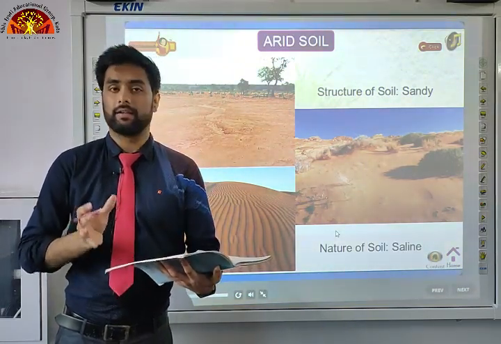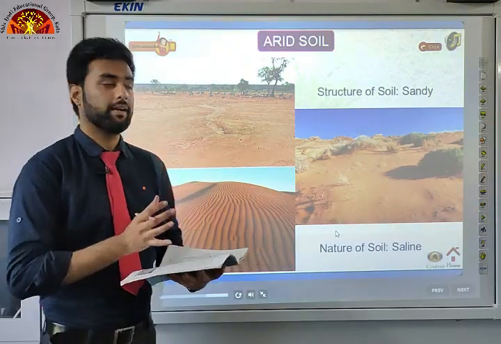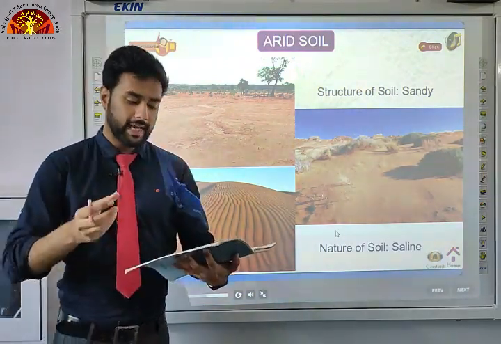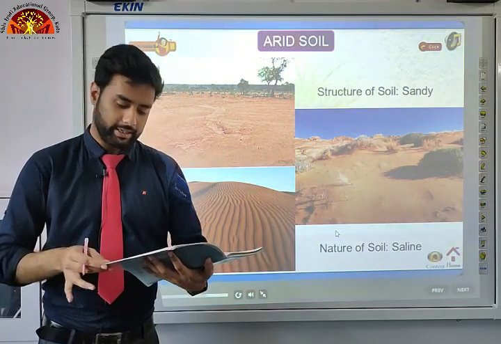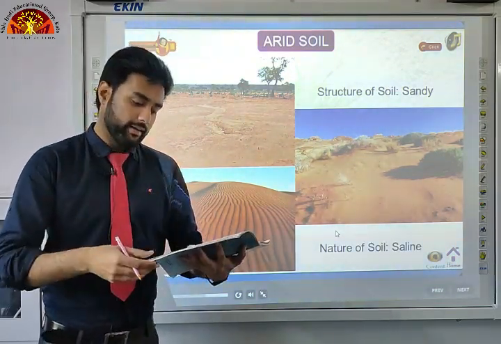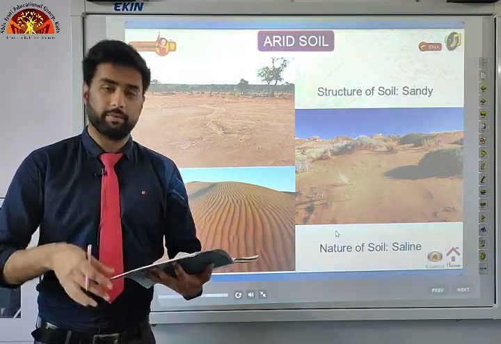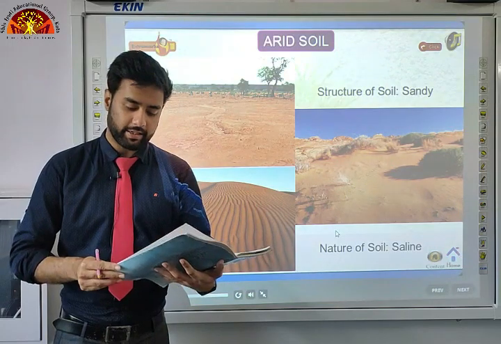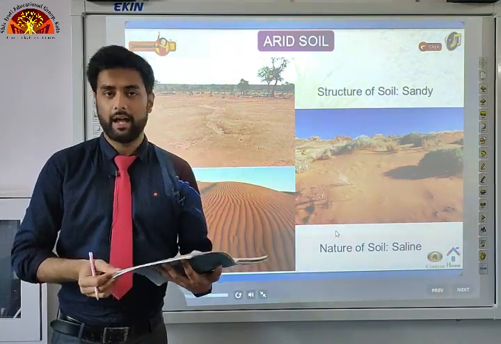So this soil ranges from red to brown in color, as you can see here in the images. They are generally sandy in structure and saline in nature. In some areas, the salt content in this soil is so high that they are used to make salt. Due to the dry climate, high temperature and accelerated evaporation, they lack moisture and humus.